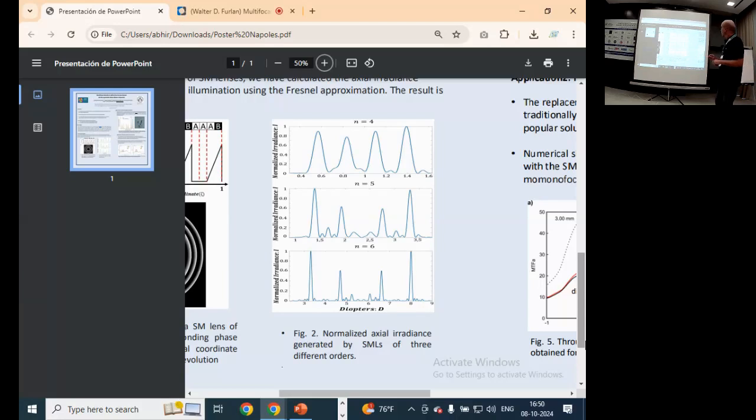And in the first, I need to go up there.